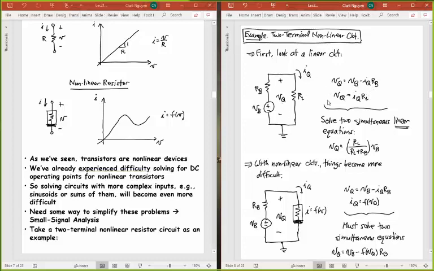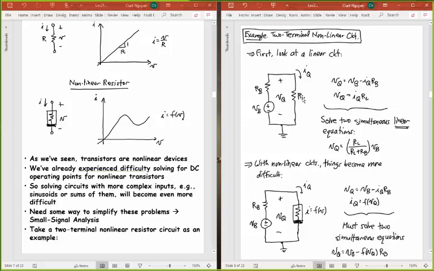On the other side, I can write a simple equation. VQ is just going to be IQ through RL. These are two linear equations. We can solve the simultaneous linear equations. That's where a lot of your linear algebra comes in. And this one you already know the answer. VQ is going to be RL over RL plus RB times VB. It's a voltage divider is all it is.